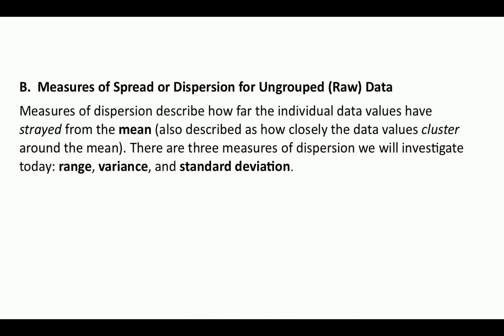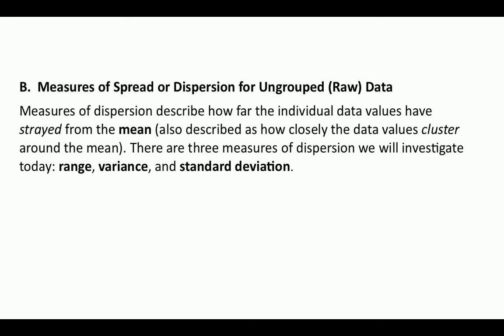All right, so here we go. When we have ungrouped data, so raw data, measures of dispersion will describe how far individual data values have strayed or are away from the mean. So we can look at the individual value: how far is this data point away from the mean? If you're just calculating it, it's called the deviation. So for one point, how far does it deviate from the mean?